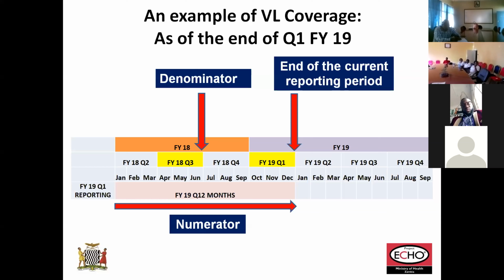You can use the total number of patients on ARVs as of today without excluding those who have been on ARVs in the past 6 months, but that's going to be a proxy viral load coverage. It's still valid, but if you want to be exact, this is the exact definition. Thank you very much.